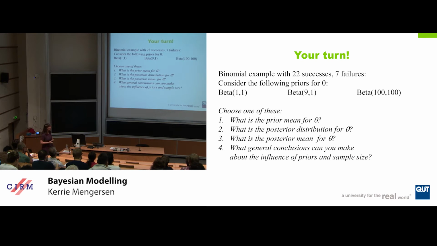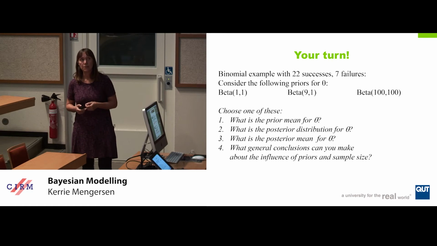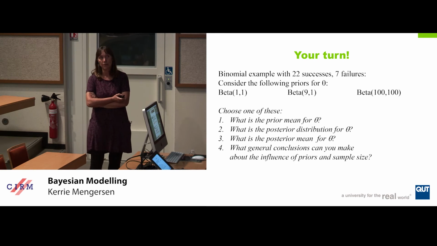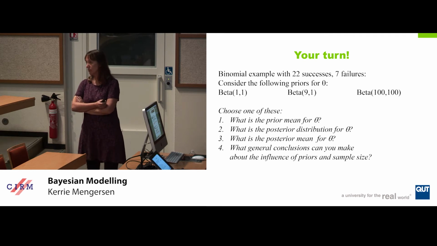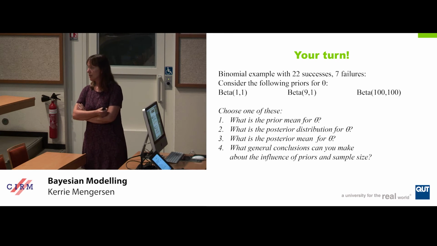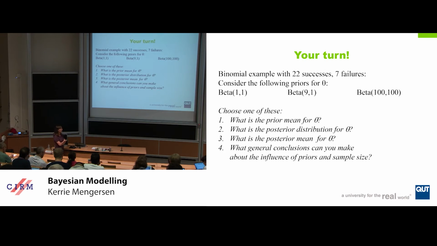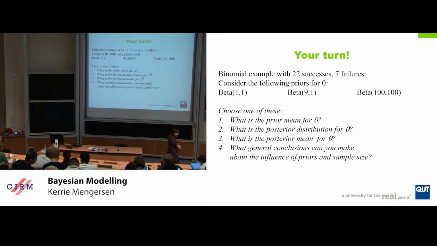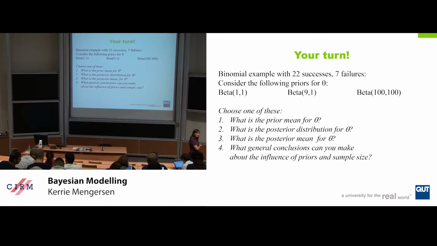So here's your turn. Just very quickly, we have a binomial example, 22 successes and 7 failures. I want you to take one of these priors and I want you to work out the prior mean for theta, posterior distribution for theta, posterior mean for theta. And then we can talk about the last one. So very quickly, choose one of those priors, work it out. What's the prior mean? The posterior distribution and the posterior mean. Is this okay?